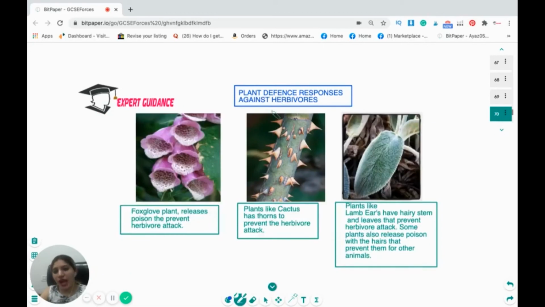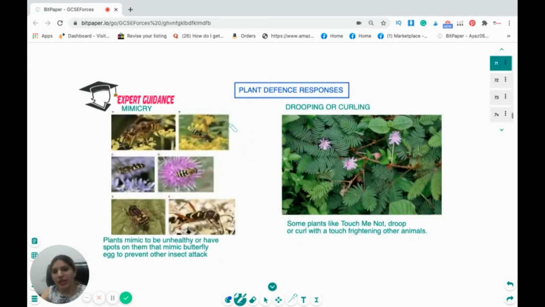Now, the other defense response against herbivores: the foxglove plant releases a poison that prevents herbivore attack. We have plants like cactus, which has thorns to prevent herbivore attack. Then plants like lamb's ears have hairy stems and leaves that prevent herbivore attack. Some plants also release poisons with the hair, which prevent the attack of other animals. Some other plant defense responses are that they droop or curl, like the touch-me-not plant. They droop or curl with a touch, frightening other animals. And some plants show mimicry. They mimic being unhealthy, or they have spots of butterflies on them, so they prevent insect attack.